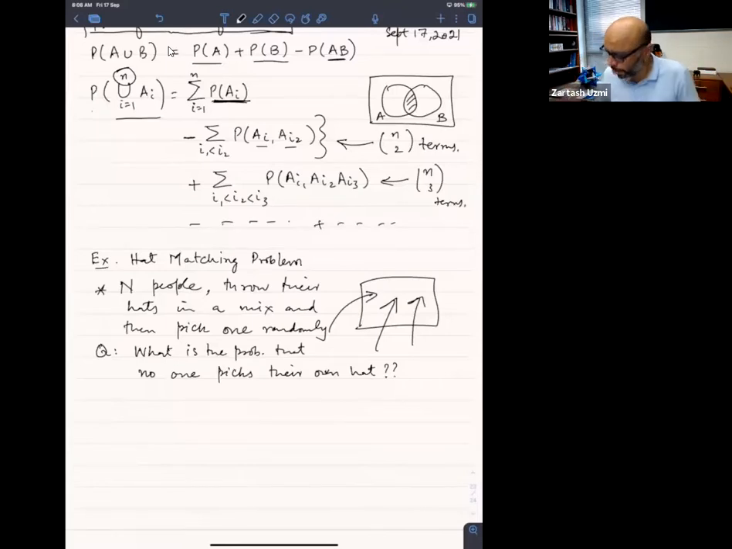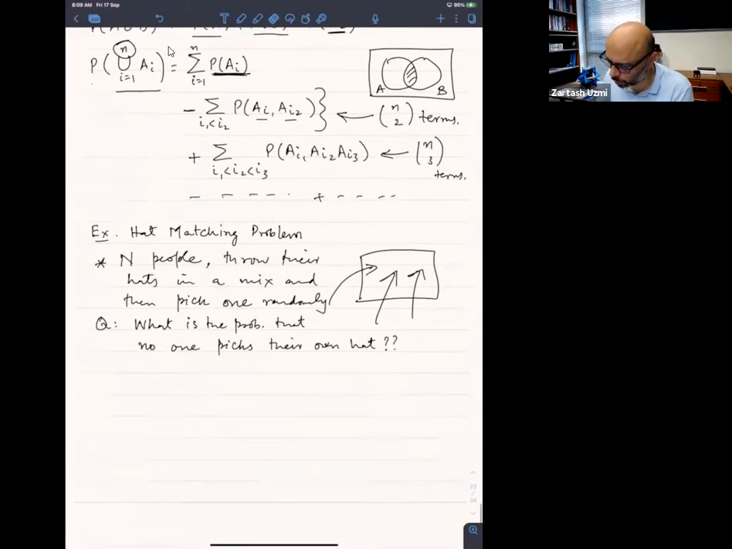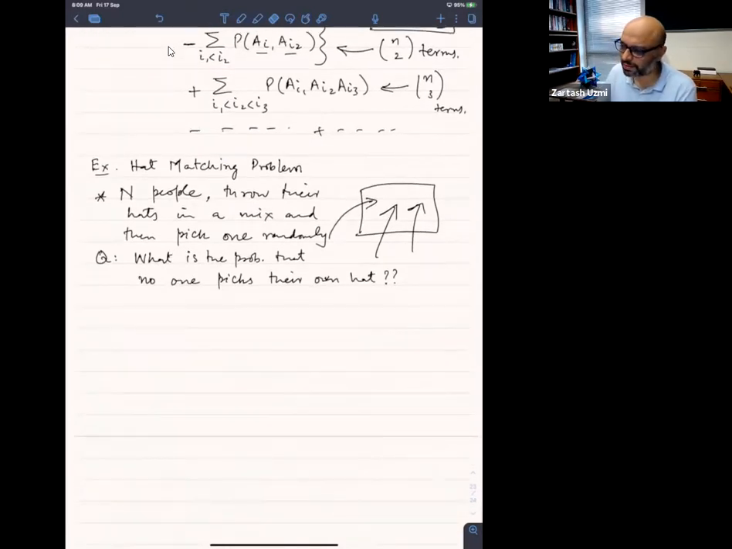Yes, because if you have just two people, there are only two choices. Either both of them will get their own hat, or both of them will not get their own hat. So there are only two possibilities, and one out of those is the required possibility. So 1 out of 2. What is the probability that no one picks their own hat? That's the only possibility: if one of them gets the other person's hat, the other person would automatically get the first person's hat.